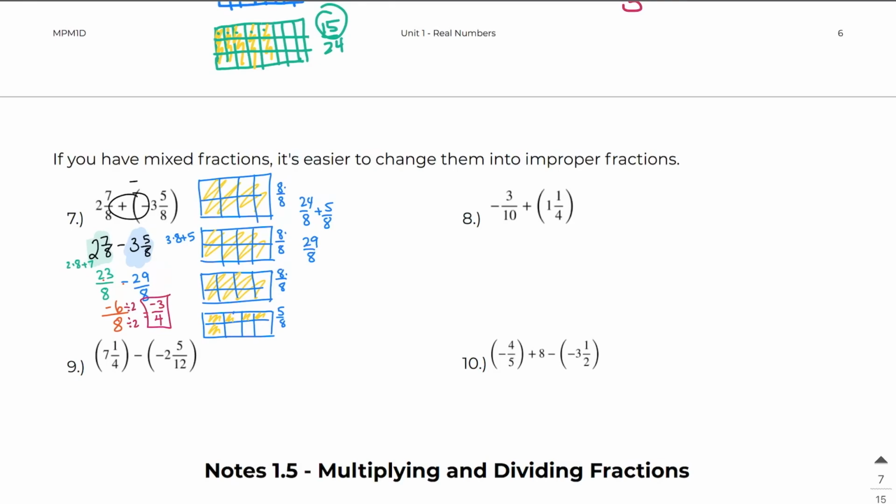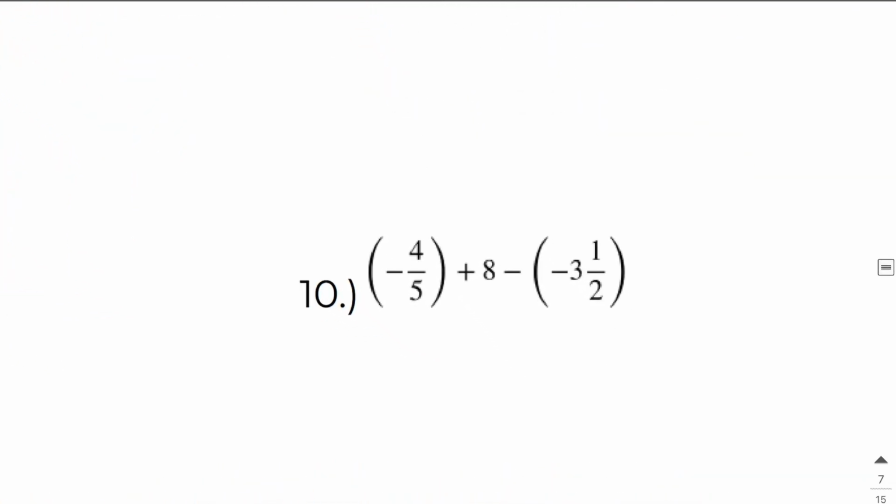Okay, for the sake of time, we're going to skip questions 8 and 9. We'll talk about that together in class. But for number 10, let's go ahead and see what we need to do. So first thing, I want to get rid of any double signs. So this minus a negative will become a positive. And then I can just copy down this problem as I see it. So negative 4/5 plus 8 plus 3.5.